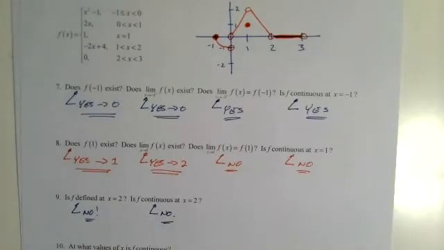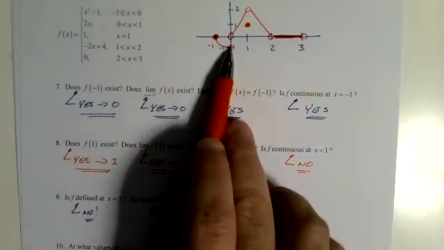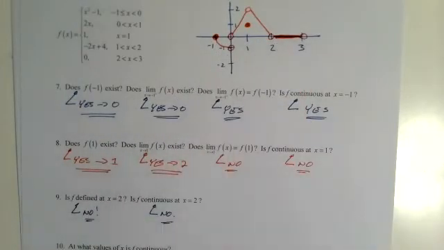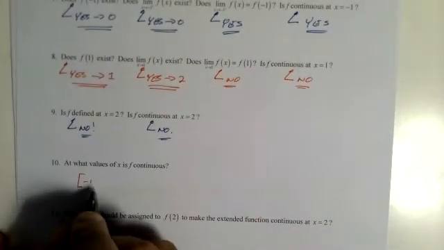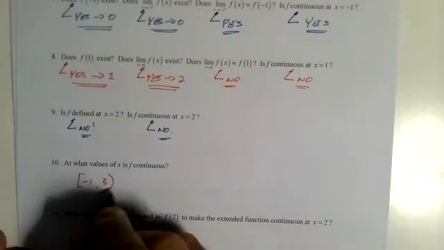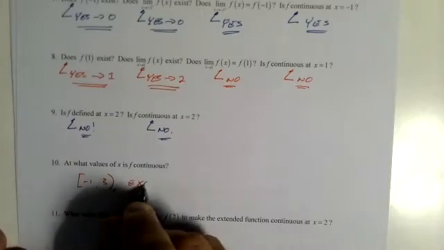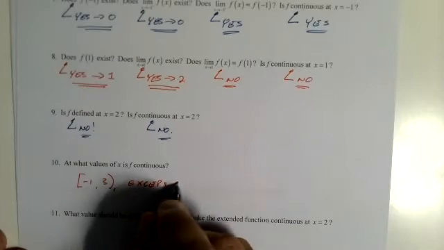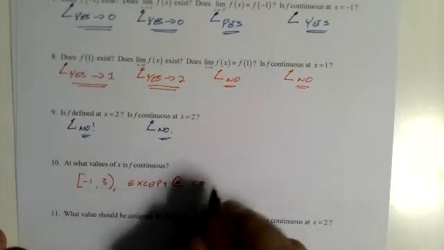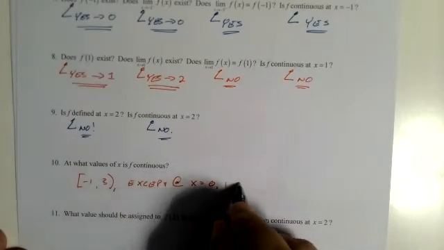At what values of x is f continuous? Well, I would say it's from negative 1 to 3, except for here, here, and here. 0, 1, 2. And I'm not including 3, so we will do this. Negative 1 to 3, except 0, 1, 2.